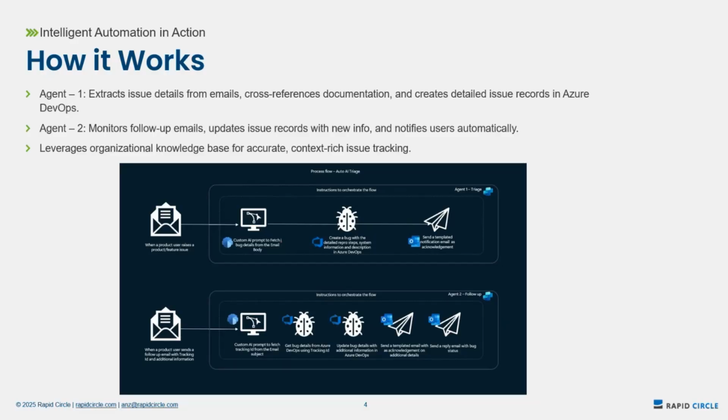Once this is done, it sends a templated acknowledgement email back to the user with an interaction or reference ID. And this is the triage stage 1 that is completed. And again, that is completely automated.